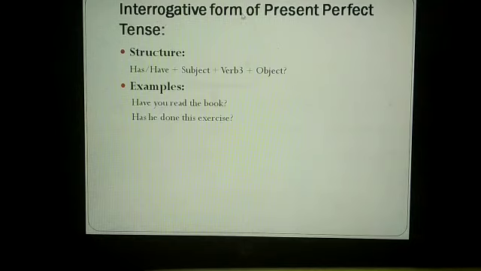Next, interrogative form of present perfect tense. The structure: we have to put has or have before the subject, then V3, object and question mark. These are examples. Have you read the book? Has he done this exercise? Right? These are the examples.